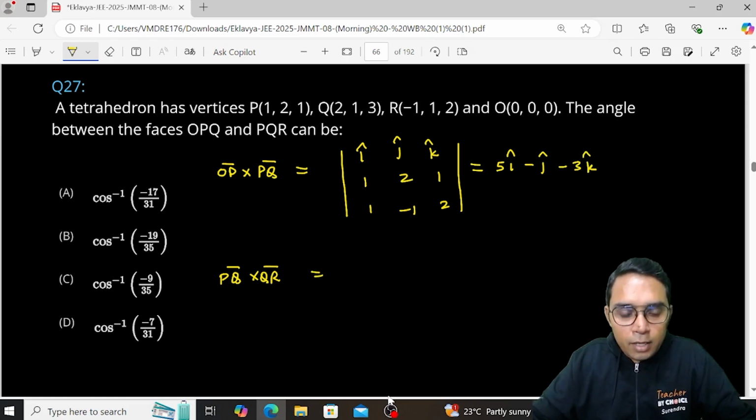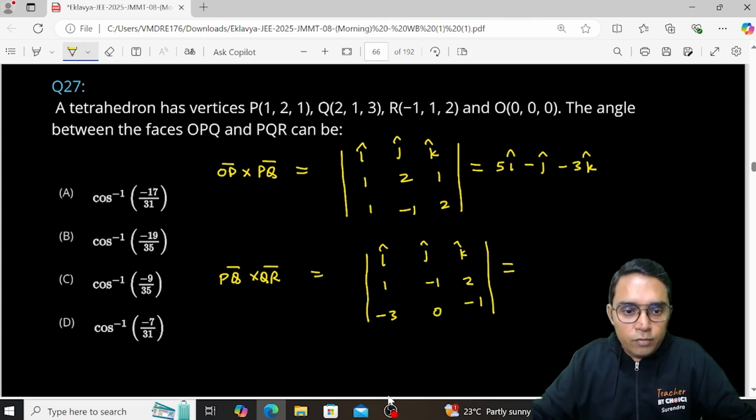Okay, and similarly for PQ cross QR, i j k in the first row, PQ I can copy from here, so 1, minus 1, 2, and QR will be minus 3, 0 and minus 1. So this product would be, we can write it here, 1 into i cap. For j it will be minus 1 plus 6, so 5, but with minus sign because of this 1 2 element, so 5 j, and for k it will be 0 minus 3, so minus 3 k cap. So this is the vector we are getting.